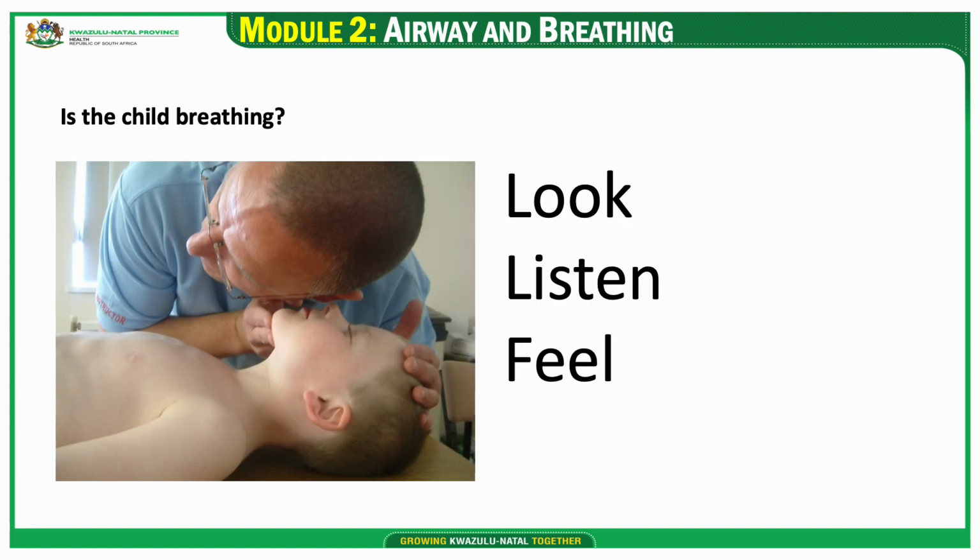So how do we assess if the child is breathing? Well, if the child is talking or the child is crying, then that child is breathing. However, if they're not doing any of these things, then we need to look, listen, and feel. We expose the patient's chest and we do these assessments at the same time. So while we look to see if there's any chest rise, at the same time you are listening for any breath sounds, and at the same time we are feeling for any movement of air against our ear or against our cheek.